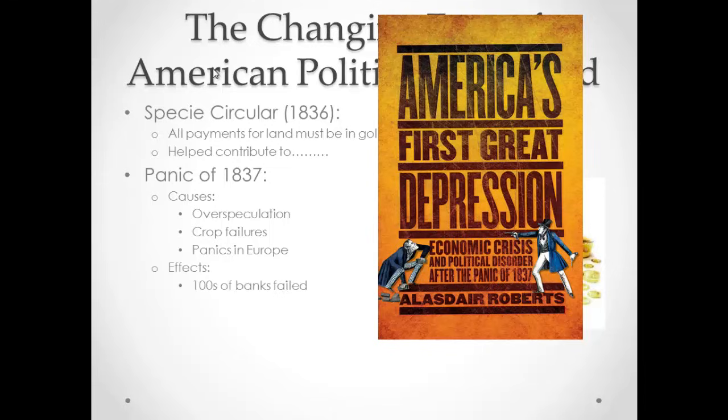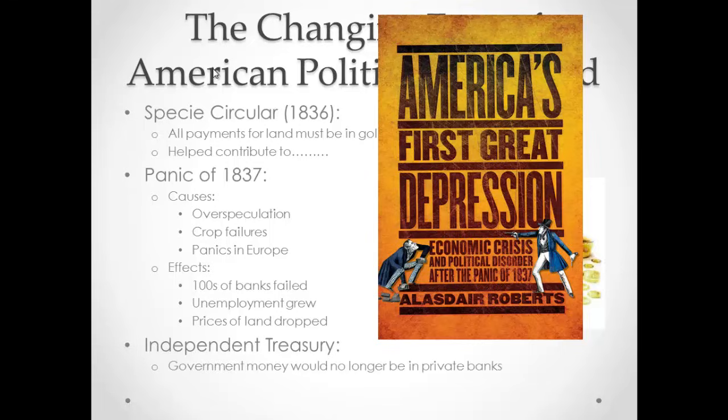So what are the effects? Well, hundreds of banks end up failing. Unemployment grows, and this is just like all crises or depressions or panics that we see. It's just a really hard time economically. Also, prices of land are going to drop drastically because people were buying them up so much and they stopped buying them. And finally, we have the independent treasury, which is established under Martin Van Buren. And this is that the government money would no longer be held in private banks. So trying to keep government money out of private banks.